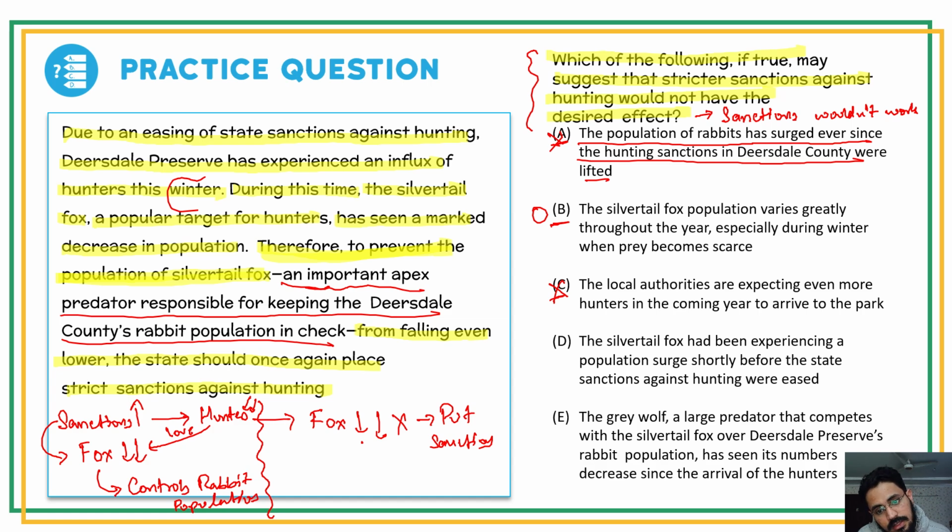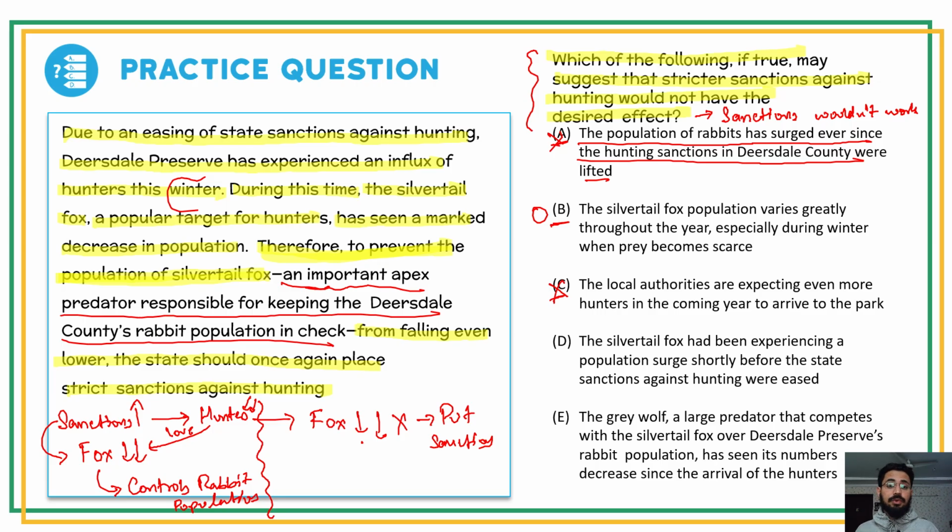D says the silver-tailed fox had been experiencing a population surge shortly before the state sanctions against hunting were eased. So if my senior says, do you know, Sikandar, the fox population was going up before sanctions were lifted? Well, that would just bolster my point. No, my argument is that you should be putting sanctions back to save the fox population.